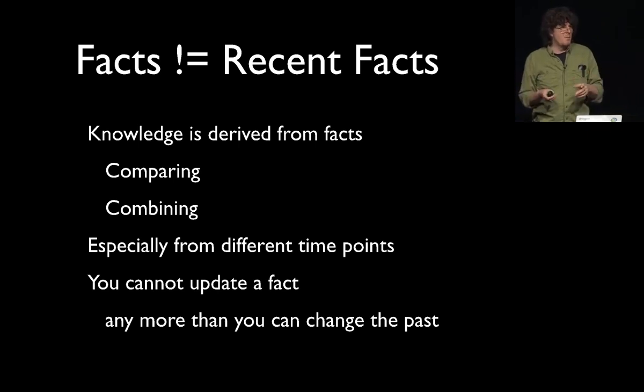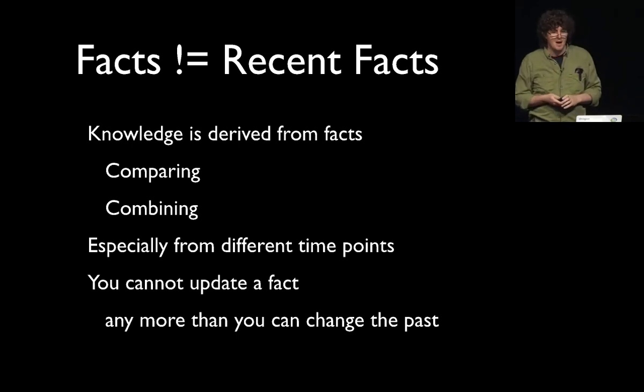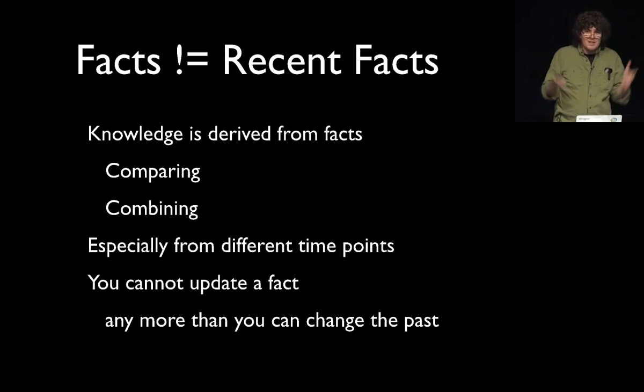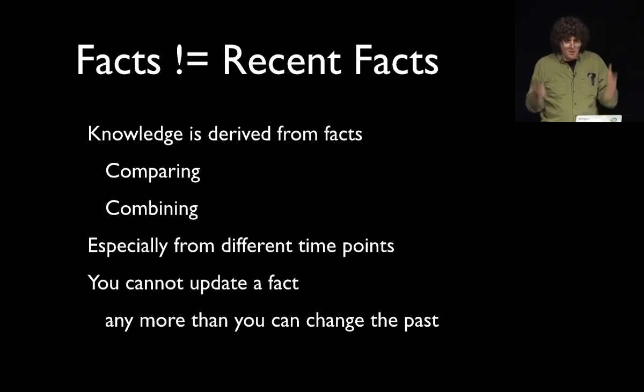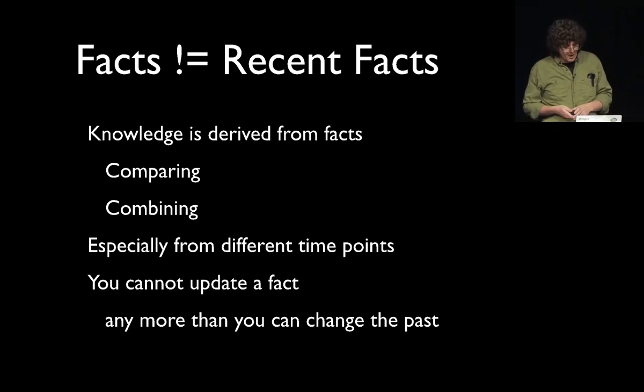I don't know if anybody saw the film Memento or whatever. I mean, if you had a limited window of time over which you knew what had happened, or if you only knew the present, you actually can't make decisions. It's like built into our brains. If your programs are serving humans, it is built into our brains to compare now with before. That's how we make decisions. So building systems that only keep the most recent values of things, those are not information systems, right? So you can't update a fact. There's no such thing as updating a fact. A fact is not a place. You can't do that any more than you can change the past.